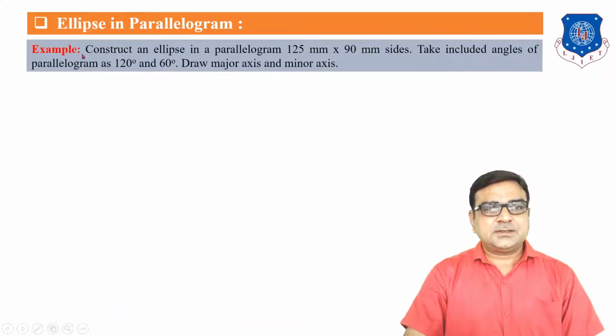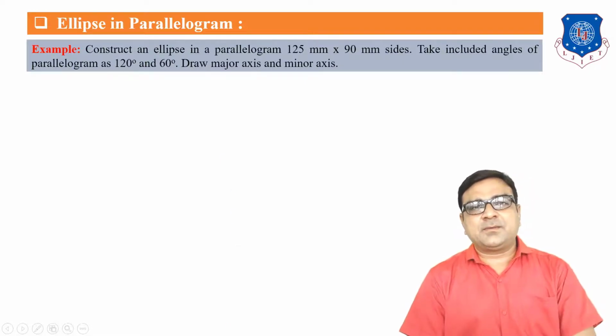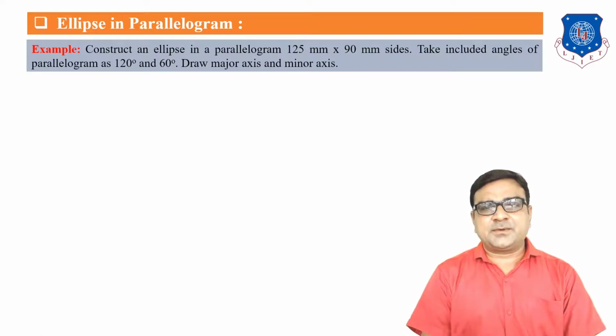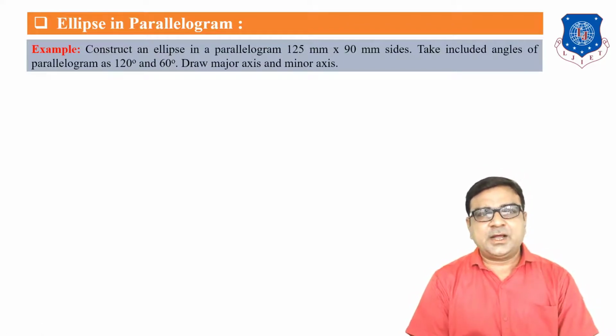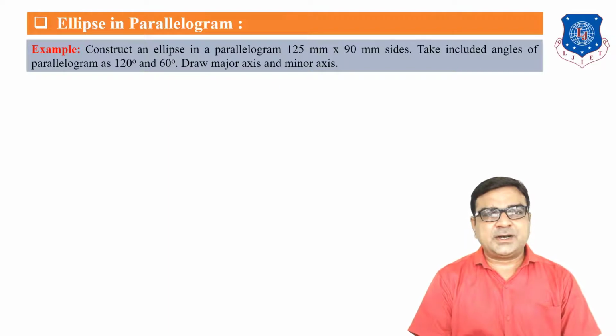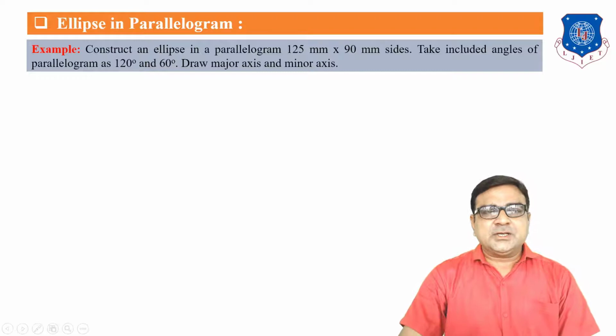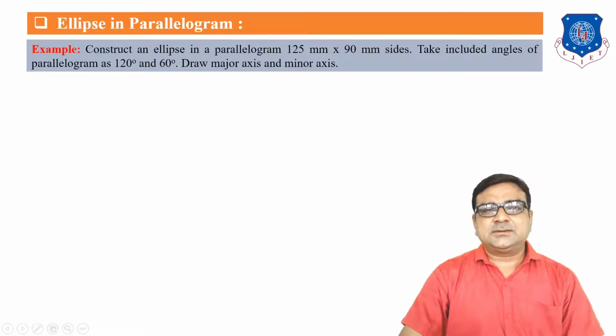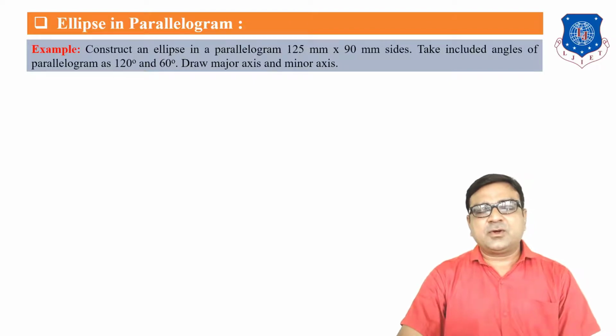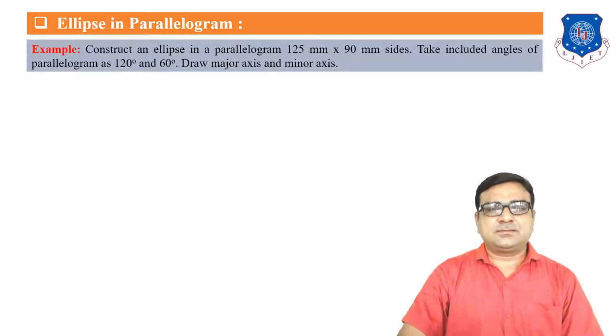Our next method is the one in which the ellipse is drawn in a parallelogram. Here the question is: construct an ellipse in a parallelogram with sides 125 mm by 90 mm. Take the included angles of the parallelogram as 120 degrees and 60 degrees. Draw the major axis and minor axis. In this method the major axis and minor axis are not given. We are given only the size of the parallelogram.